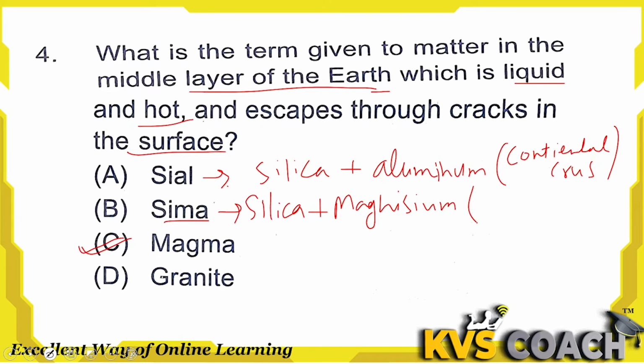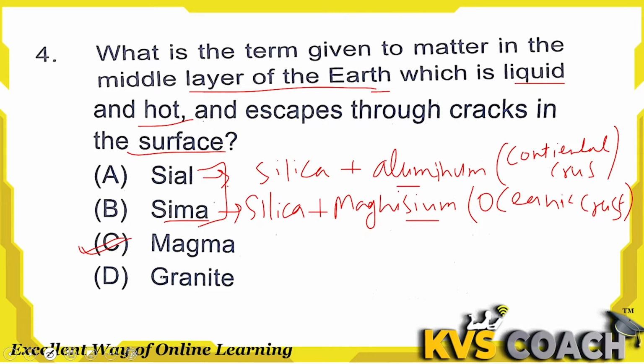So we call it oceanic crust. Okay, oceanic crust. It contains silica plus magnesium, and the continental crust is silica plus aluminium, but they both are the layer of earth crust. Okay, and magma is the right answer here, which is the liquid and hot and escapes through the cracks on the surface of earth.